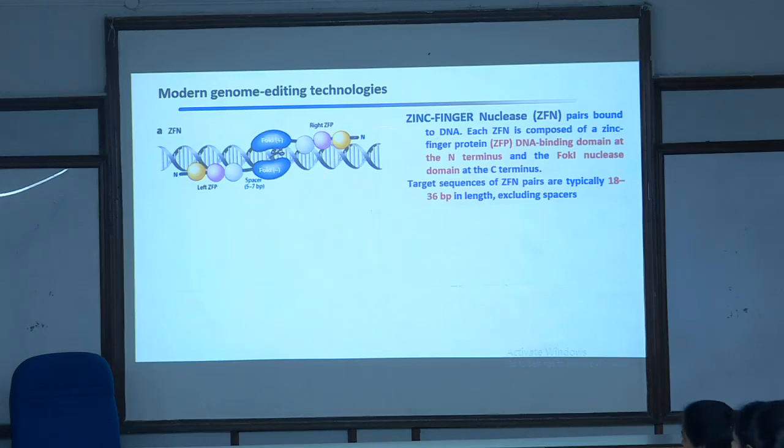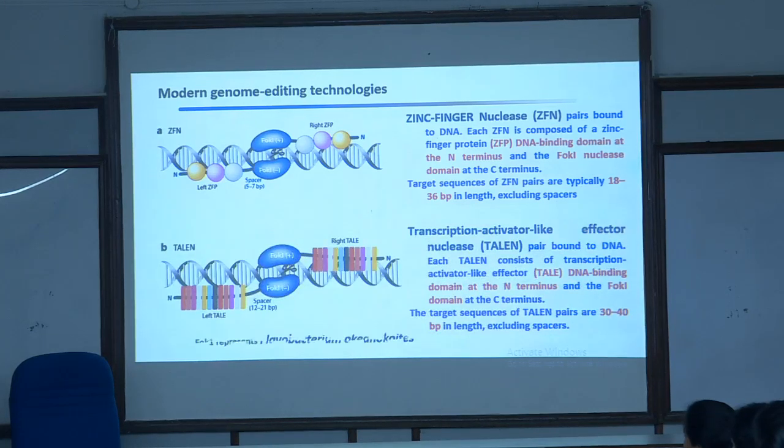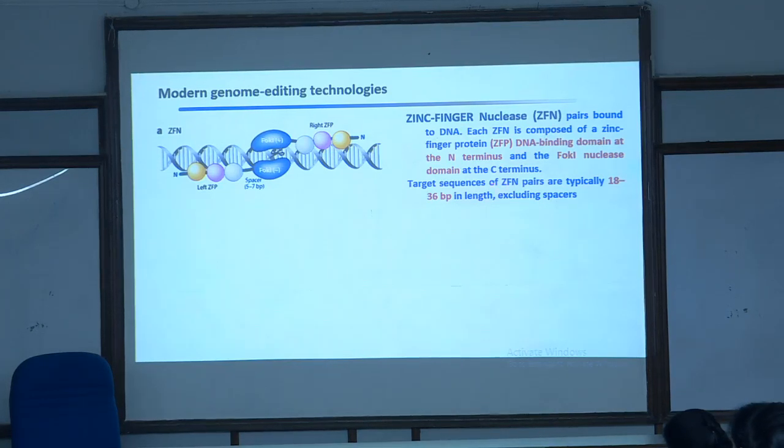Yeah. And this is something like the DNA binding domain at the N-terminus. There is a zinc finger protein, and there is a C-terminal. There is an enzyme, what is called FokI. The FokI stands for the bacterial enzyme from Flavobacterium okeanokoites. So this nuclease is borrowed from this particular prokaryote. What's happening here is the targeted sequence of a zinc finger nuclease pair is typically 18 to 36 base pairs in length, excluding the spacer, right?